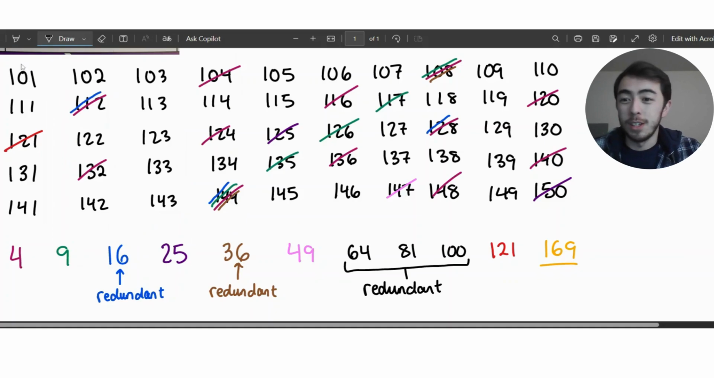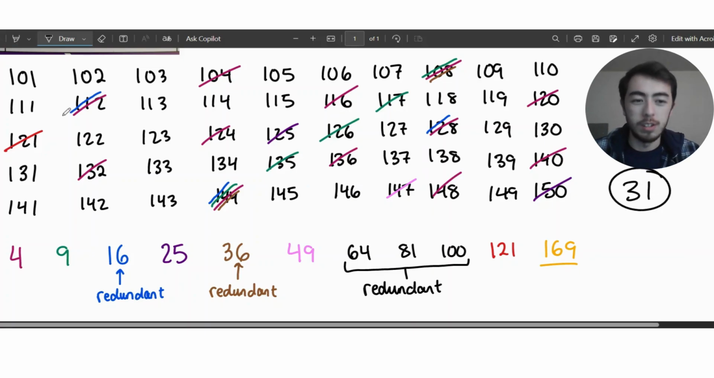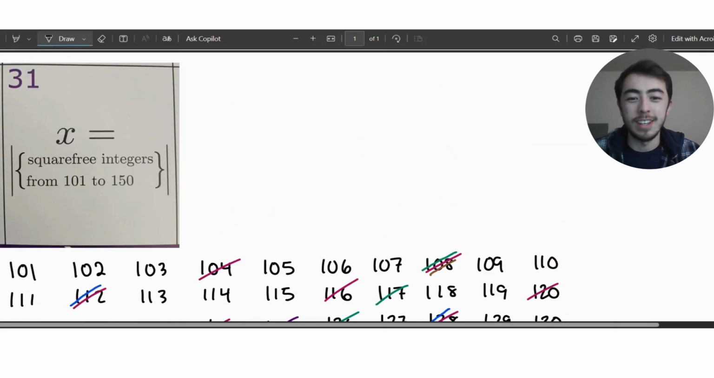Well, let's just count together. 1, 2, 3, 4, 5, 6, 7, 8, 9, 10, 11, 12, 13, 14, 15, 16, 17, 18, 19, 20, 21, 22, 23, 24, 25, 26, 27, 28, 29, 30, 31. Got it. So we have 31 square free numbers between 101 and 150, and that matches today's date.